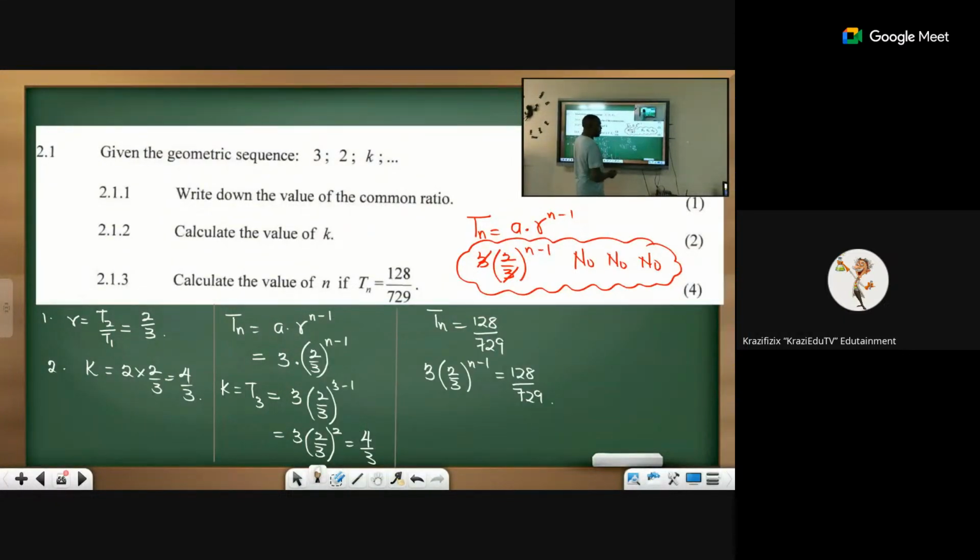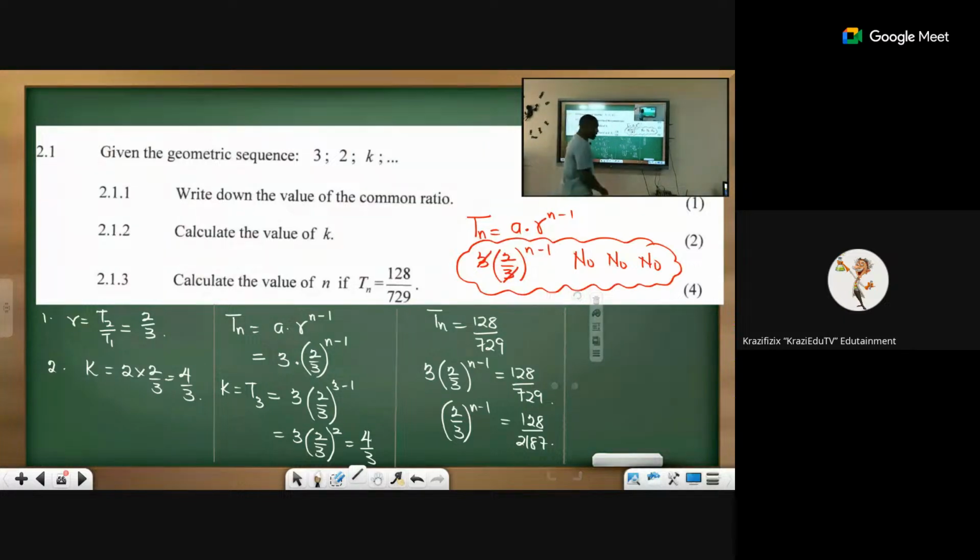Divide both sides by what? 3. What do you have? 2 over 3 to the n minus 1. What will that give us? 2187. I don't know if you guys were able to do this.